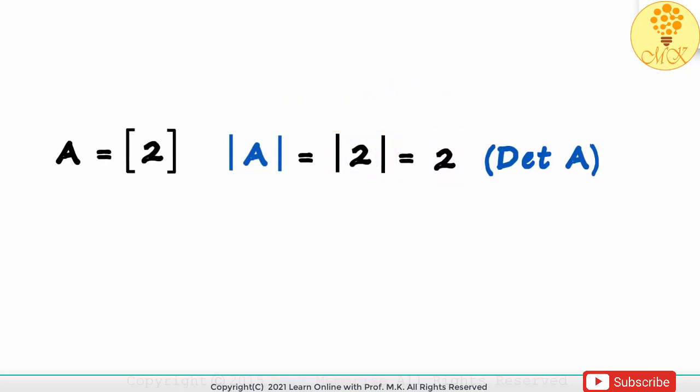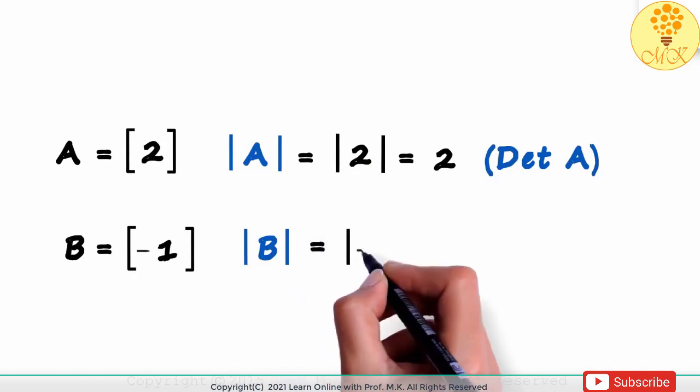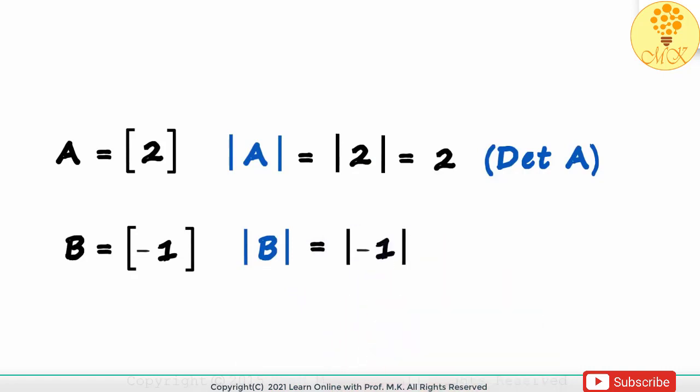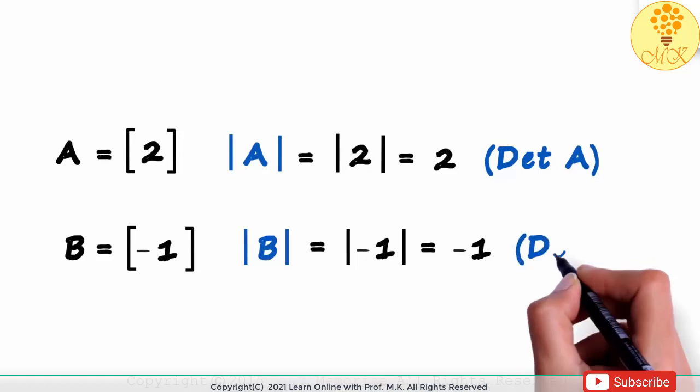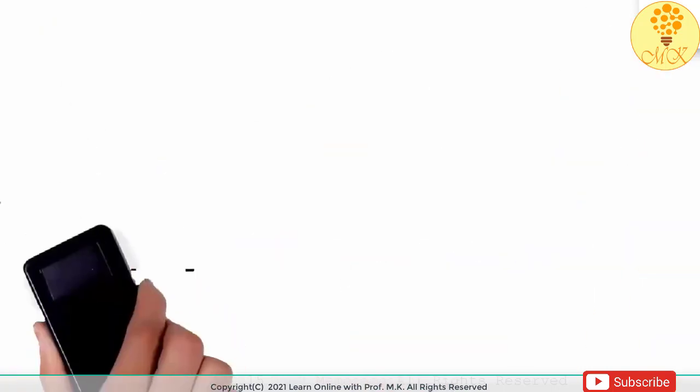Okay, next question. What will be the determinant of matrix B? The determinant of B is written like this, and it will equal the determinant of -1. The determinant of a 1 by 1 matrix is equal to the element inside it. It will equal -1. It's the determinant of matrix B. Is finding the determinant really that easy? What if it's a 2 by 2 matrix?